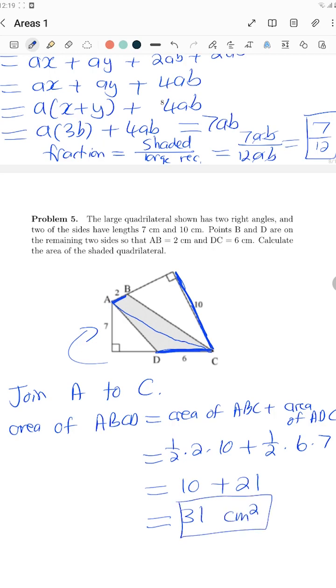And that is the answer to problem 5. So problem 5 was a nice quick one. It's not a rectangle, it's not a square, so I have to come up with a clever plan. And the clever plan was to join A to C, and now you have to compute the areas of triangle ABC and ADC, where we get to use our formula of a half base times height. And we got it quite easily. A nice little problem. You can show your friends at school.